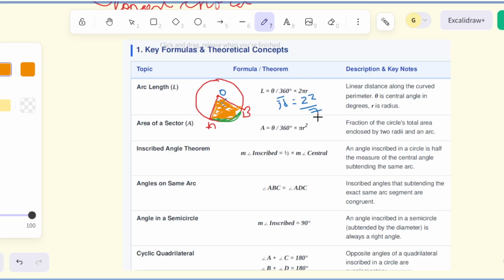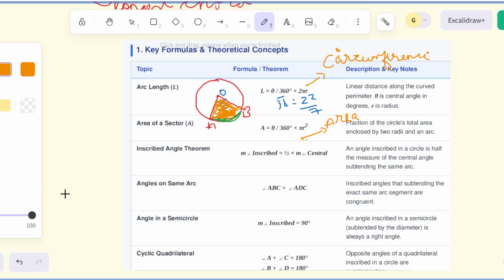Here we have 2 pi r, and you know what 2 pi r is? 2 pi r is the circumference of a circle. We don't have to do questions on circumference and area separately, because that will be covered when you calculate the arc length and the area of a sector. That's the circumference formula, and this formula is the area formula.